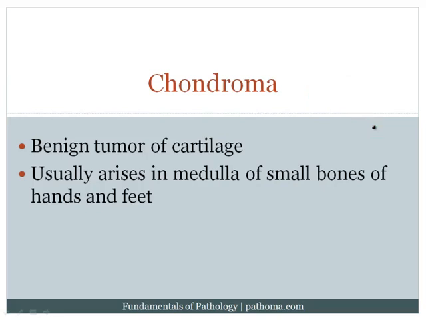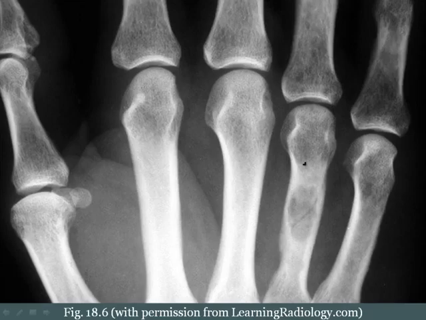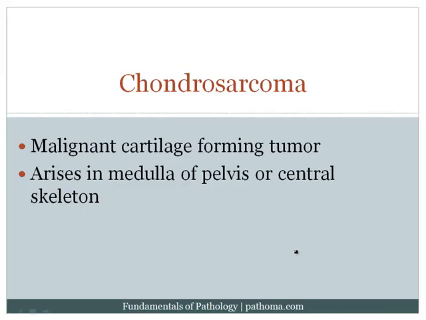Now let's read together. So chondroma is a benign tumor of cartilage. It arises in the medulla. Cartilage tumors normally arise in the medulla. And because it's benign, it'll be in the small bones in the hands and the feet. Here's a picture of the tubular or small bones of the hand, and you can clearly see that there's this mass growing in the medullary space, and again, this represents a chondroma. Chondrosarcoma is a malignant cartilage-forming tumor. Again, because it's a cartilage tumor, it usually arises in the medulla, but in this particular case, it'll be in the medulla of the pelvis or the central skeleton. And so these are some of the basic high yields concerning cartilage-forming tumors.